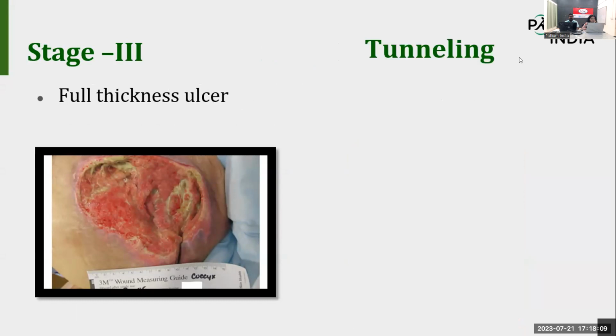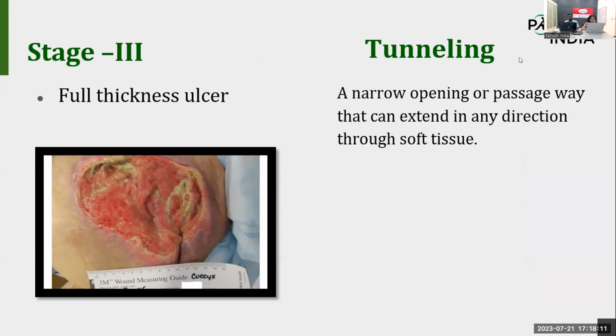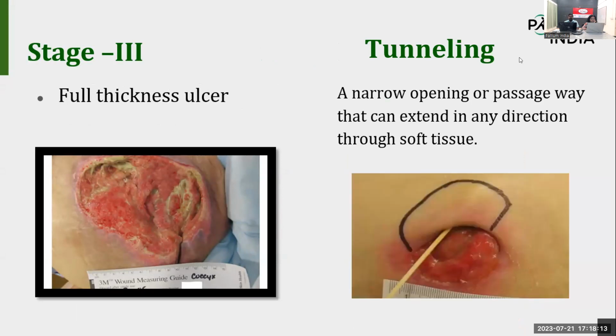Then in this stage itself, there is a chance of tunneling, like this. A narrow opening or passageway that can extend in any direction, like a pocket formation through the soft tissue area only. So there is no depth. Some may have tunneling in any direction. So this one is stage 3.